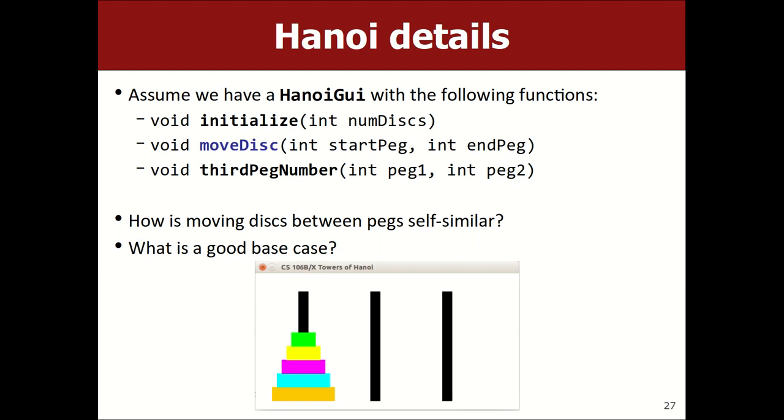But I'm being asked to move five. So imagine you can move up to four at a time by reaching and grabbing four and moving them. If I had that function, how would I use that function to solve my task of moving five? How do I move four to move five? What do you say?